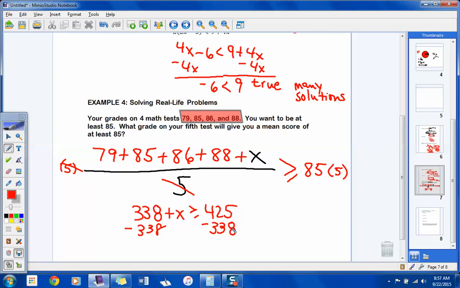So what this means is this. If X is greater than or equal to 87, this implies that I have to get 87 or better on that last test to at least average an 85. So what I might say here is this. You need to score 87 or better to have an average of 85 or better. Is it okay if I write 85 plus? 85 plus, 85 or better.